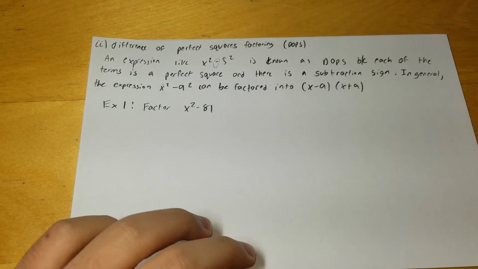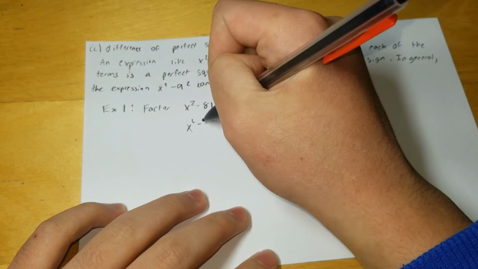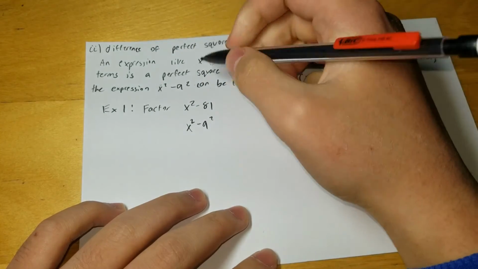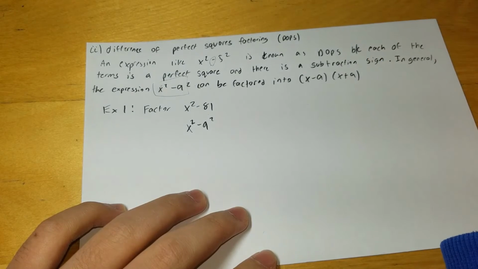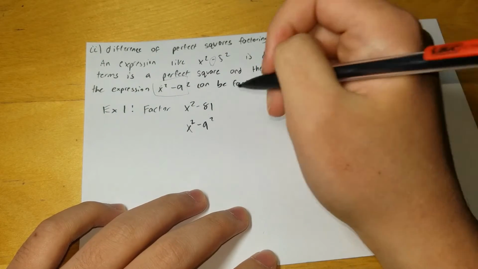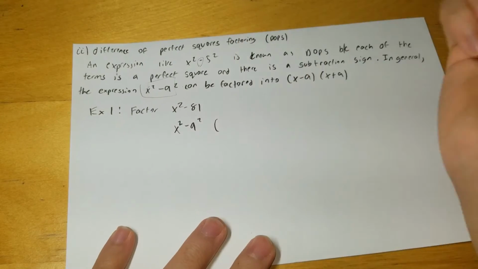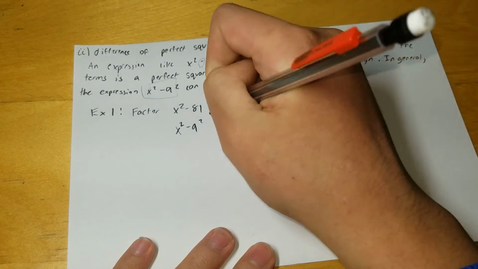Okay, so let's get started. Basically, 81 could be rewritten as 9 squared. So x squared minus 9 squared follows the formula x squared minus a squared. What that can be factored into is x minus 9 and x plus 9. That would be the final factor.